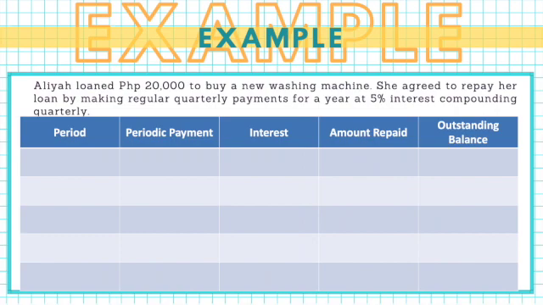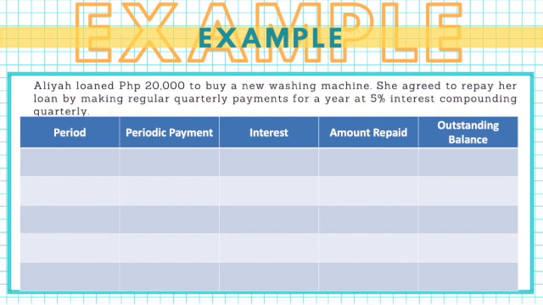An amortization schedule has 5 columns. The first one is the period. This will tell you how many times you have to pay for your loan. The next column is the periodic payment, where they write the regular payment that you made. The third column is the interest per payment interval. The fourth column is the amount repaid, and the last column is the outstanding balance.